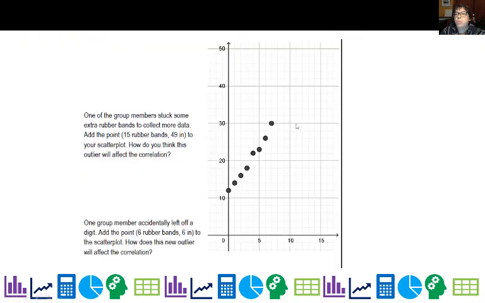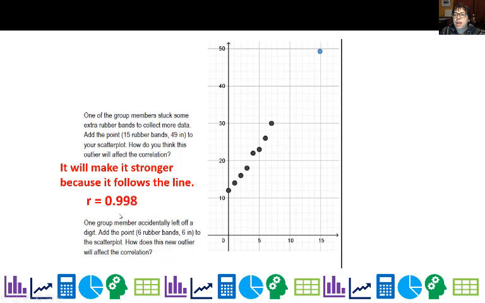All right. So one of the members snuck some extra rubber bands in to collect more data. And he found when he had 15 rubber bands, the Barbie went 49 inches. So if we add this point to the scatter plot, how does this affect our correlation? Does this lie along our line, or is it pulling off the line? Well, it actually makes it stronger because it does follow our line. And when I add that data point in and hit calculate correlation, it gives me 0.998, which is even stronger.